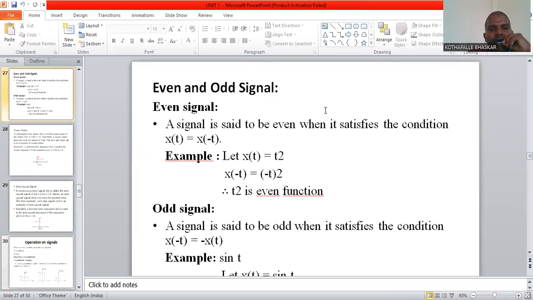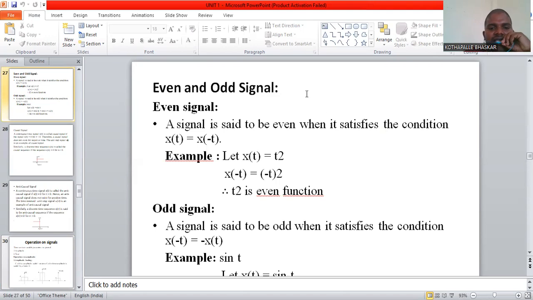Next one, even and odd signal. A signal is said to be an even signal if it satisfies the following condition, that is x of t is equal to x of minus t for all t. In discrete, x of n is equal to x of minus n for all n. For example, x of t is equal to t square. If we replace t with minus t, we get minus t whole square, which is also t square. That means this is an even signal function. That is an example for an even signal.